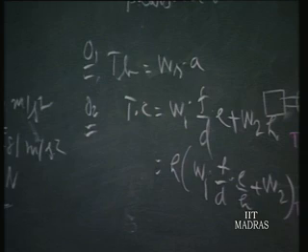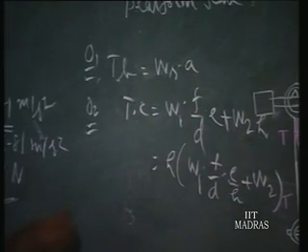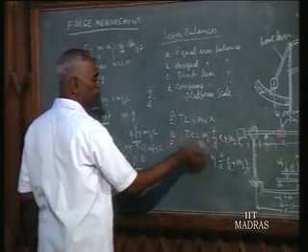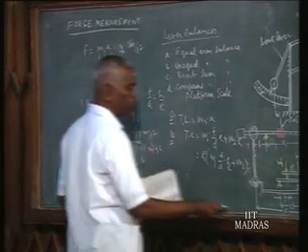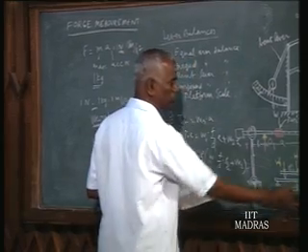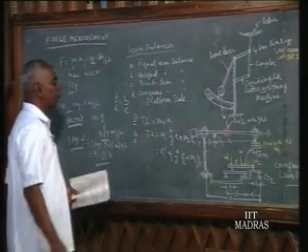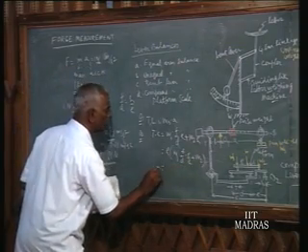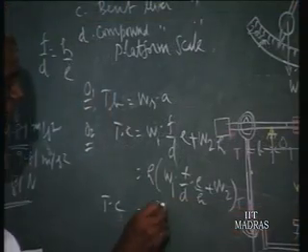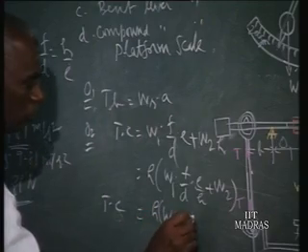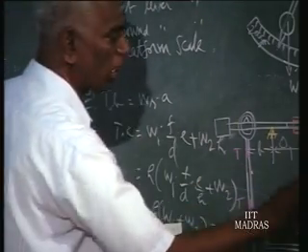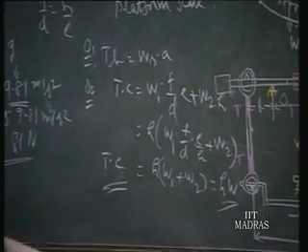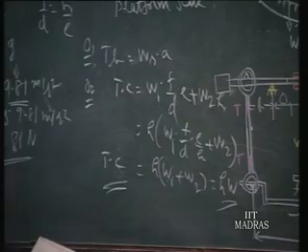Now the leverage of this platform scale is taken in such a way that F by D is equal to height by E. That ratio we can easily select while we design. If it is selected this way, then this cancels out. So T into C is equal to height into W1 plus W2. W1 plus W2 is always W. So height into W. So we find this instrument's functioning is not dependent on W1 and W2. It depends only on the total weight.